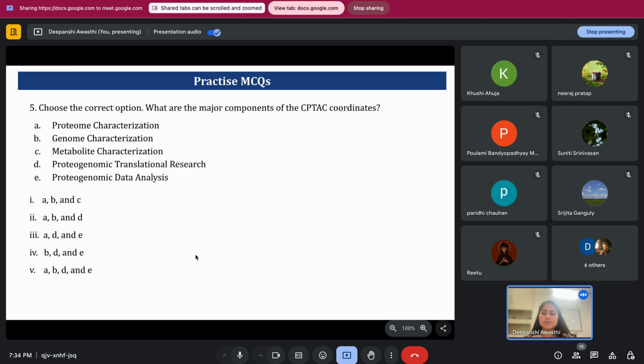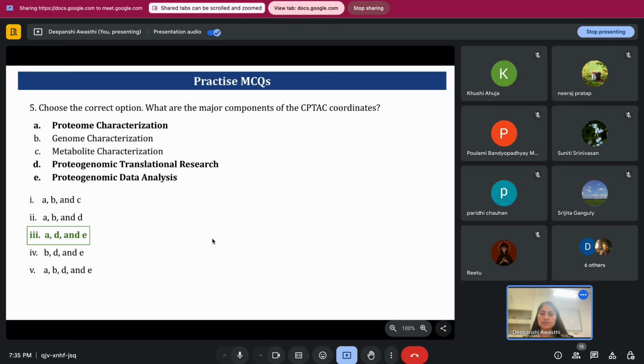Okay, now let's see. So the correct answer is option number 3, which is A, D, and E. In CPTAC, it is about proteome characterization, proteogenomic translational research, and proteogenomic data analysis. And it is not linked with the genome characterization, it is emphasizing on the protein characterization. So proteome, proteogenomic translational research, and proteogenomic data analysis. So these are the three main components of CPTAC coordinates.